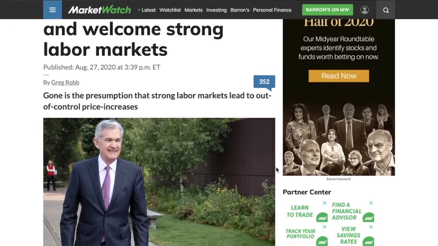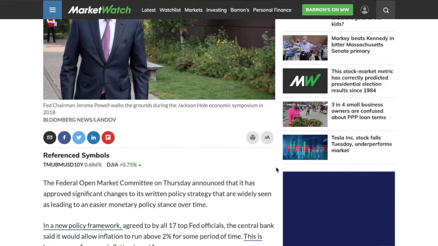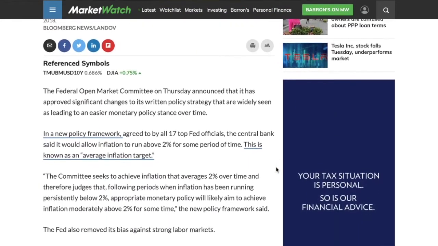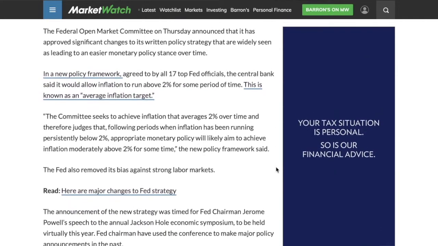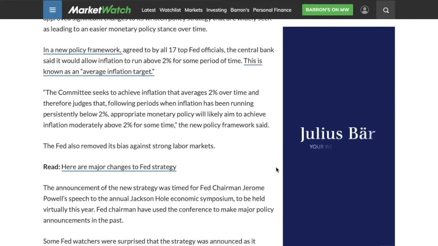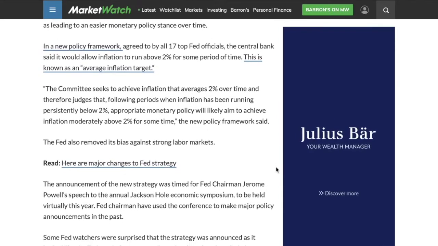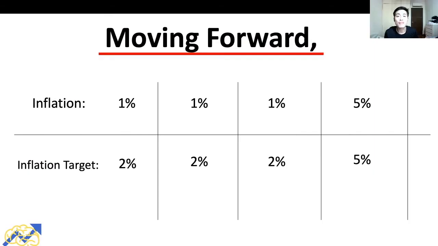The Fed will seek to achieve inflation that averages 2% over time, and when there are periods where inflation has been running consistently below 2%, the Fed will take appropriate monetary policy to achieve inflation moderately above 2% for some time. So this article summarizes the previous example. Now that we have a better understanding of the Fed's new inflation target, let's take a look at some ways in which the Fed can affect inflation in the economy.